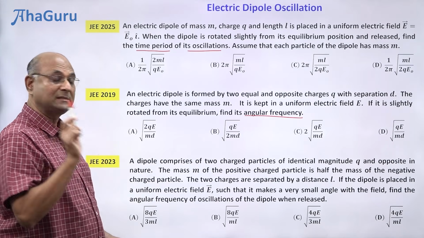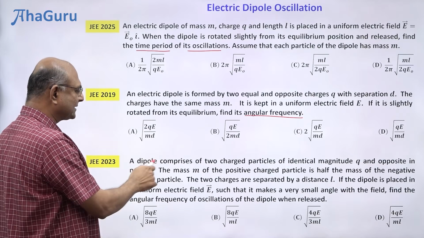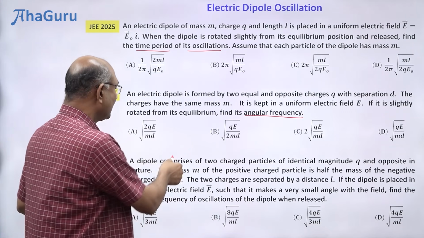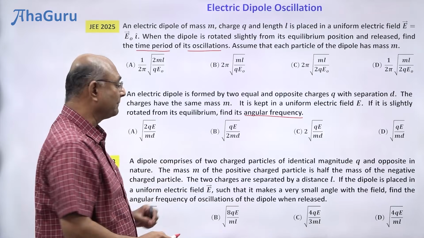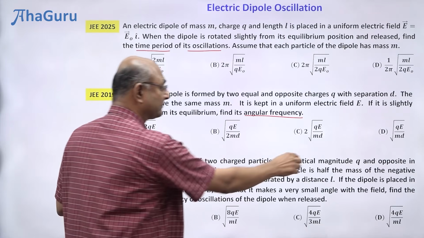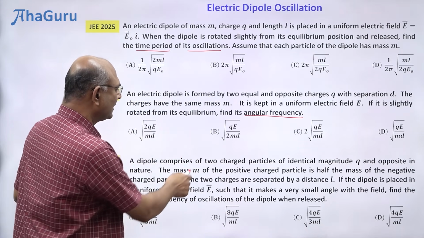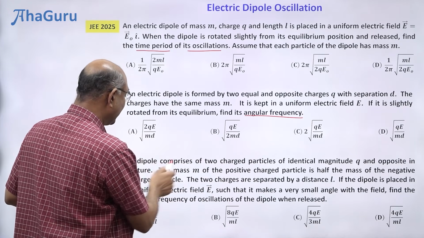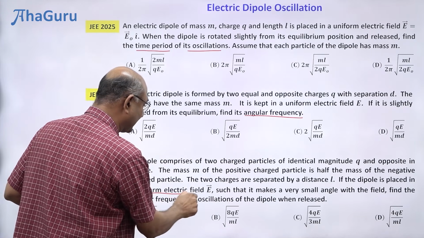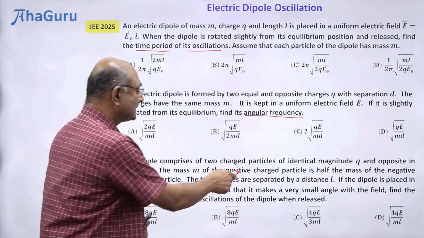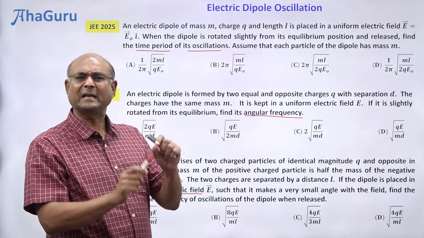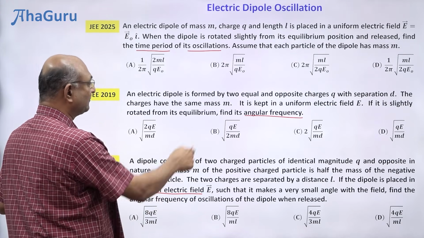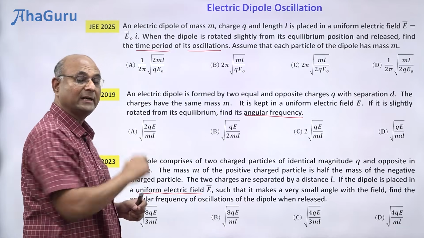And look at this. This appeared in 2023, slight variation. It comprises of two charged particles. Basically, it's a dipole. One of them has a mass m. The other one has a slightly different mass, half the mass. So that is the main variation. So they are separated by a distance. All of that is exactly the same as the other two questions. It is placed in a uniform electric field, such that it makes a very small angle. So basically, for small oscillations, we want to find angular frequency. In this case, angular frequency. Here also angular frequency. Here time period.